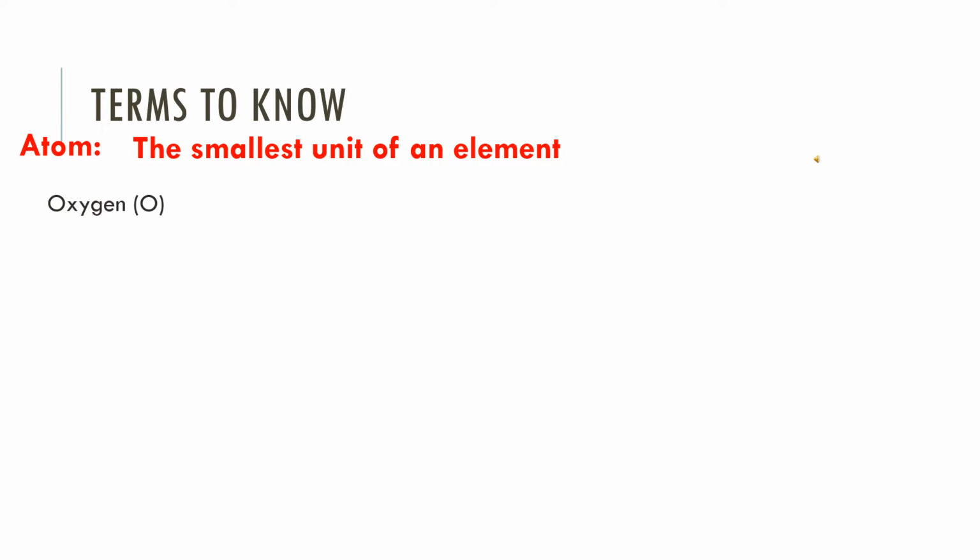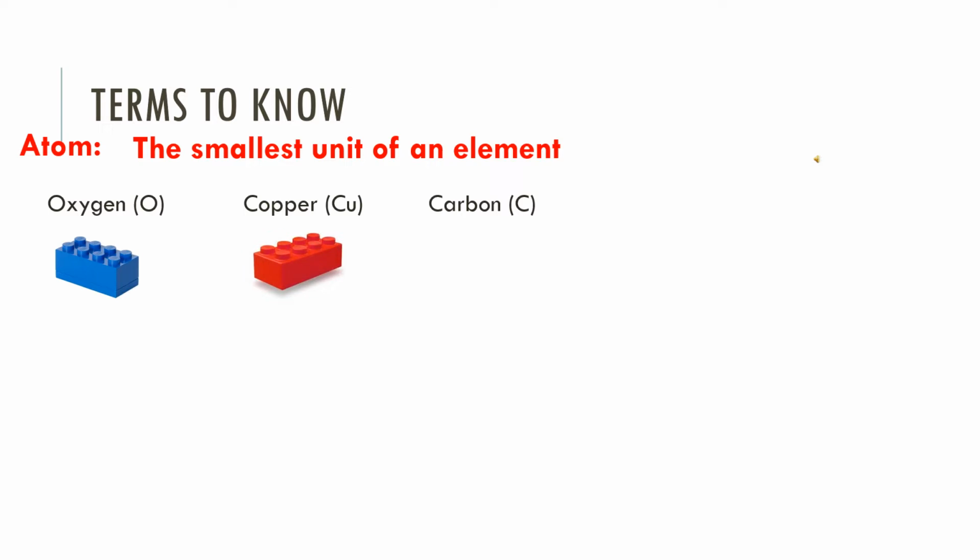The first one is an atom. An atom is the smallest unit of an element, which isn't as helpful if you don't know what an element is. Atoms are things like oxygen, copper, carbon. I think of them as individual Legos. An individual blue Lego might represent an oxygen atom, an individual red Lego might represent a copper atom, and an individual yellow Lego might represent a carbon atom.